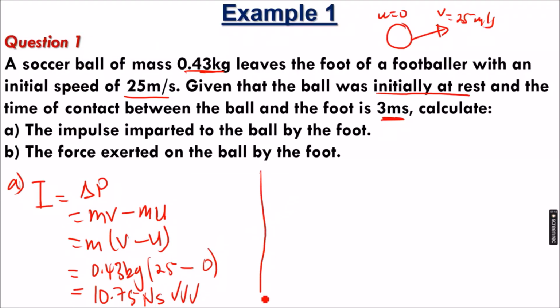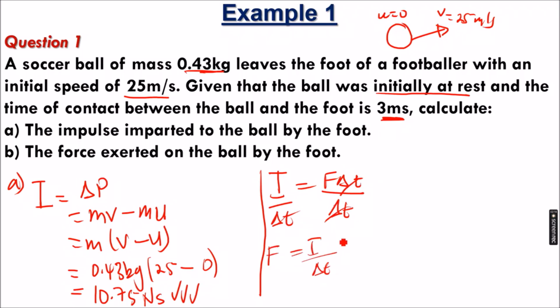Now part B says the force exerted on the ball by the foot. We go back to the equation for impulse, which says impulse is force times time taken for the force to act. But here they want the force, we found the impulse. So we can safely divide this side by delta t, divide this side by delta t, and we remain with force is equal to impulse over change in time.